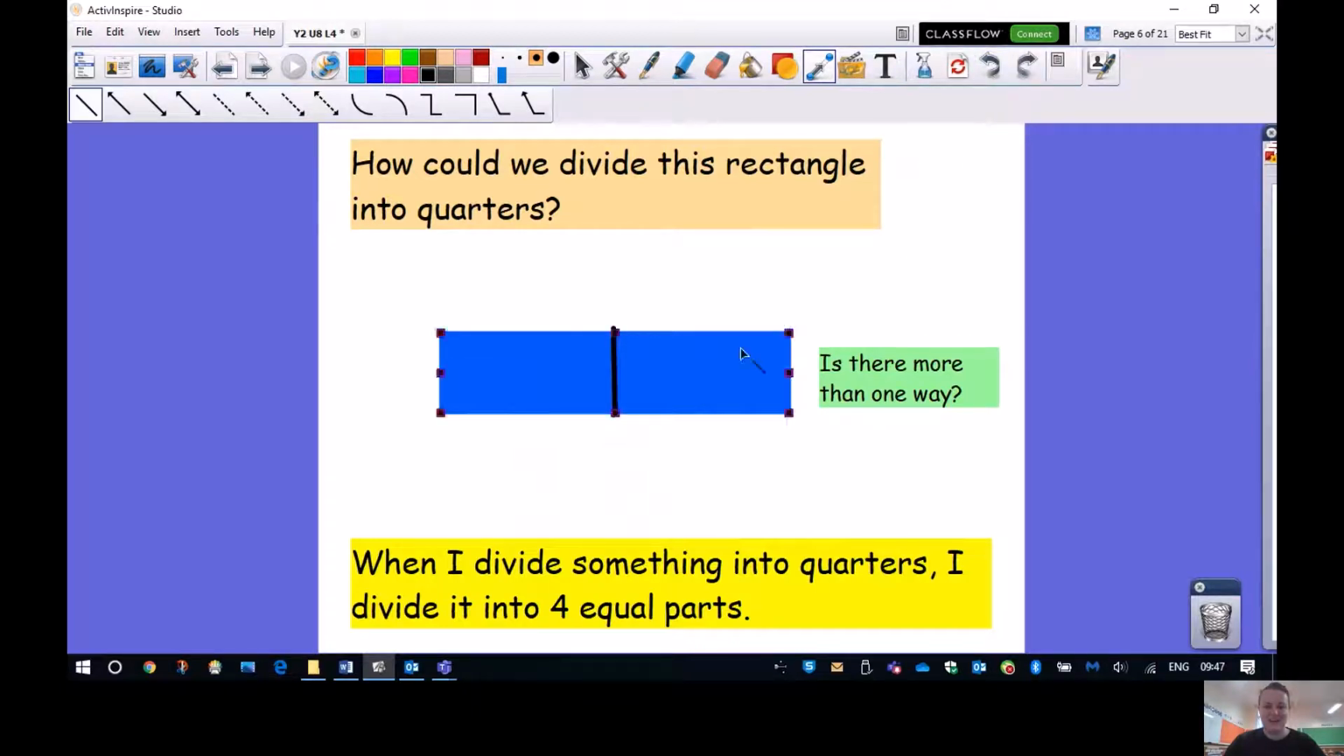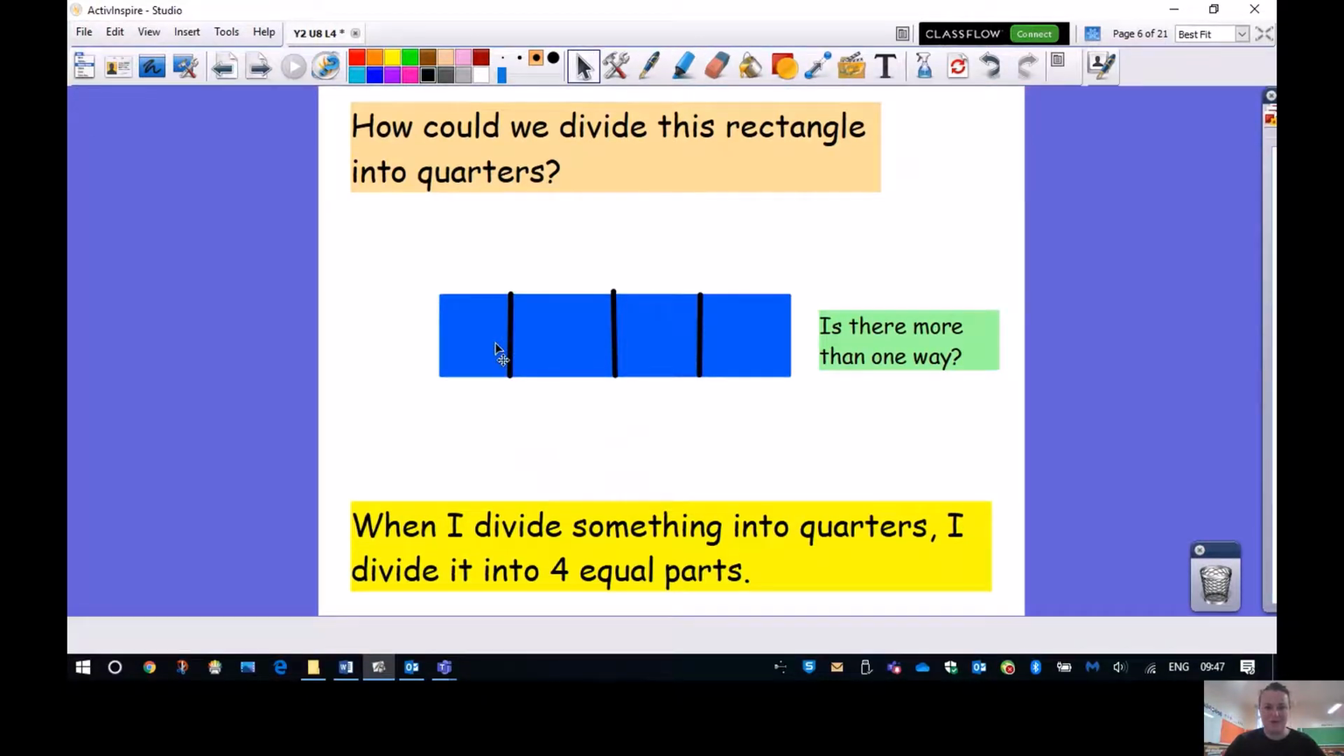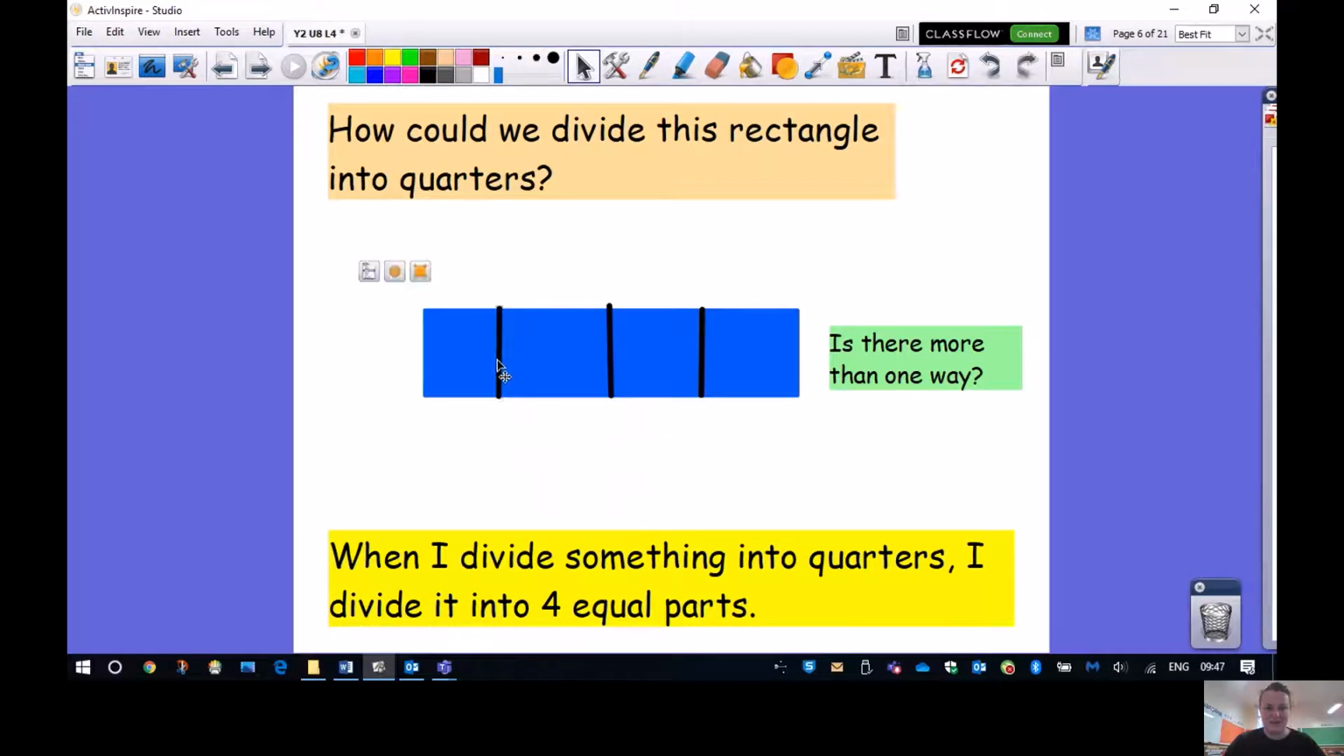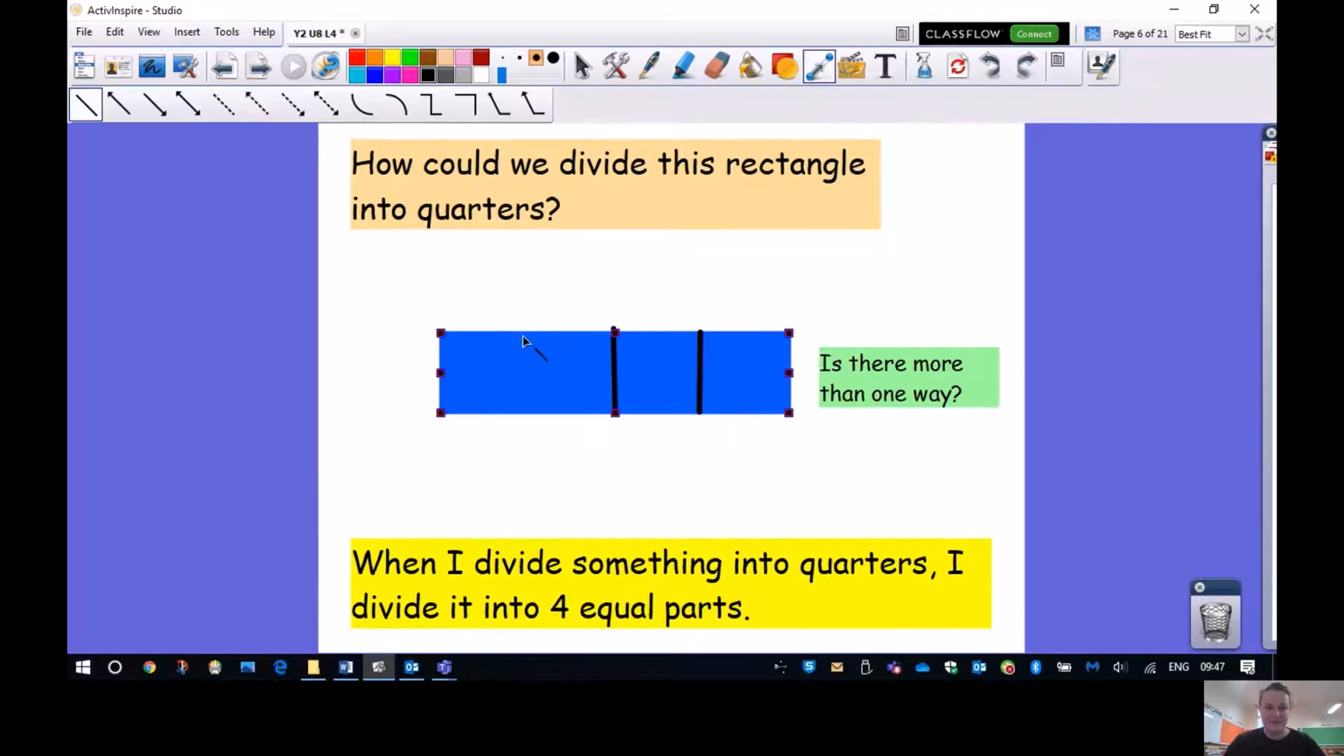Another way is I could cut these pieces in half. And I still have 4 quarters. Each piece must be of equal size. And my last one wasn't, so I'm going to draw that again. Cut this bit in half, because we know it's not quarters if the parts are not equal.